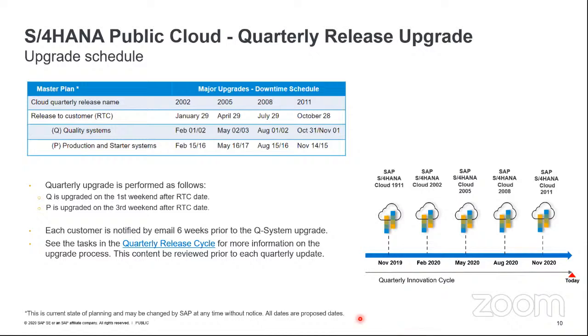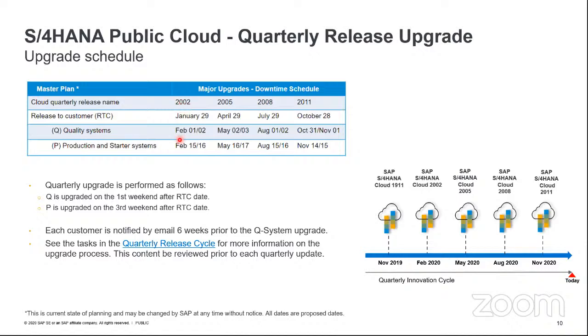In the top table you can see how we actually define our release names. Do not get confused with the year here. This is not the year 2002. This is the release name. And how do we name it? The first two digits refer to the year, which is 2020 or 2021. So the current release is 2102.